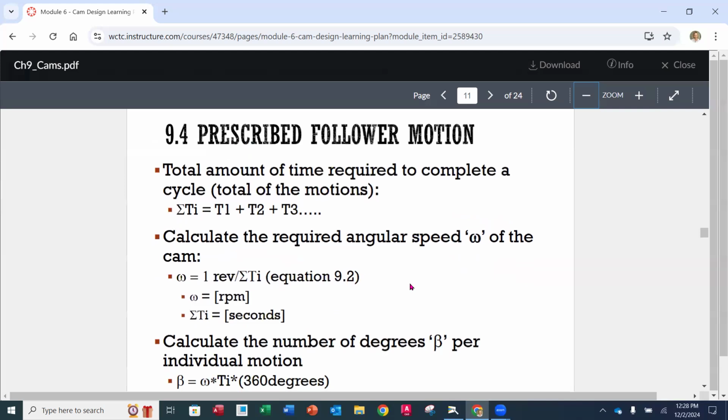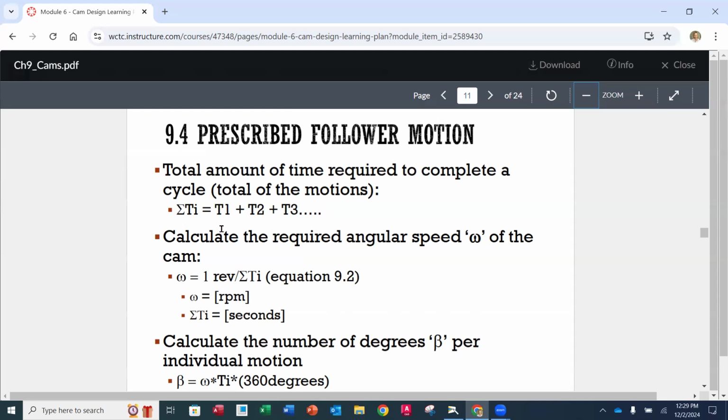So prescribed motion. As we look at prescribed motion, as we said earlier, with a cam arrangement, it's going to be based on timing. And we look at what has to happen on one revolution of that cam. So the total amount of time that's required for a complete cycle or a complete revolution is going to be the total TI. I'm not sure why they use I, but they do.